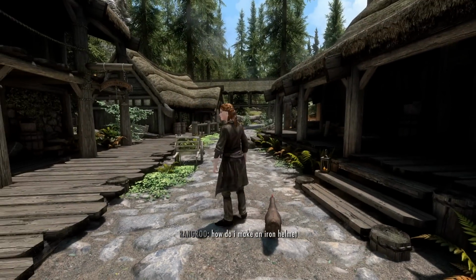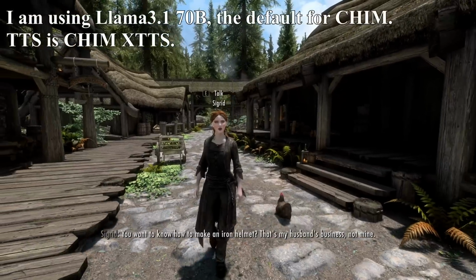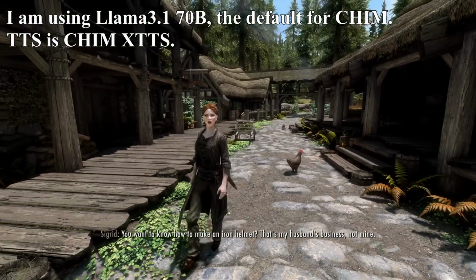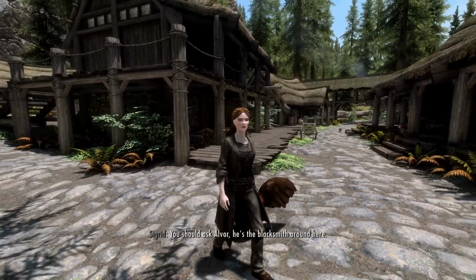How do I make an iron helmet? You want to know how to make an iron helmet. That's my husband's business, not mine. You should ask Alvor. He's the blacksmith around here.